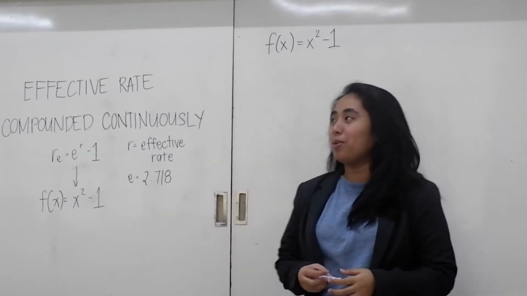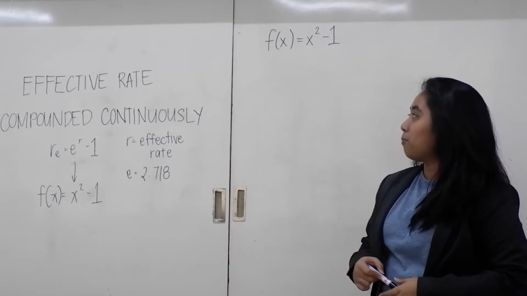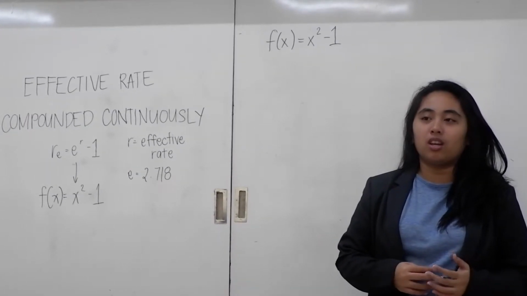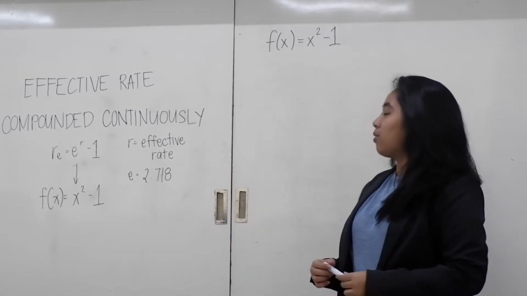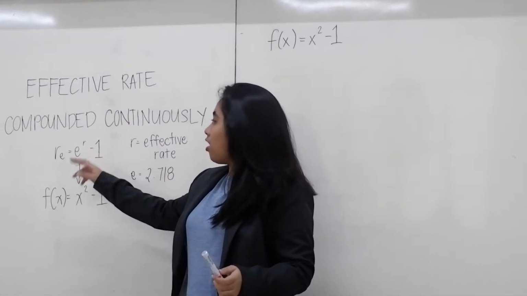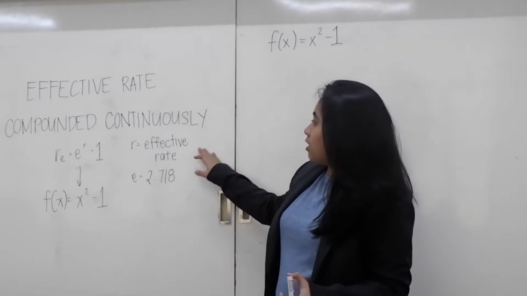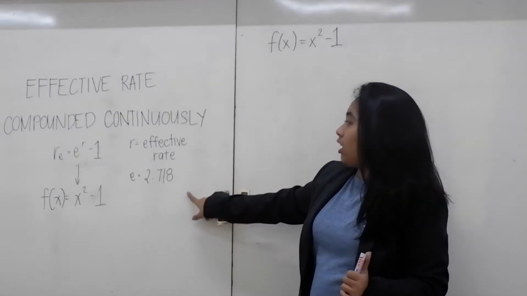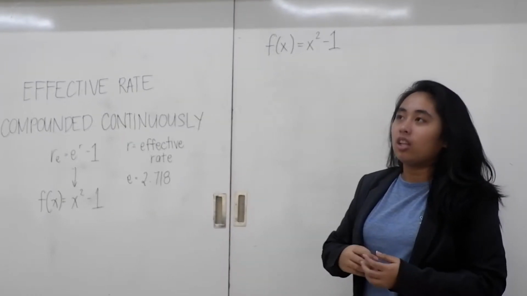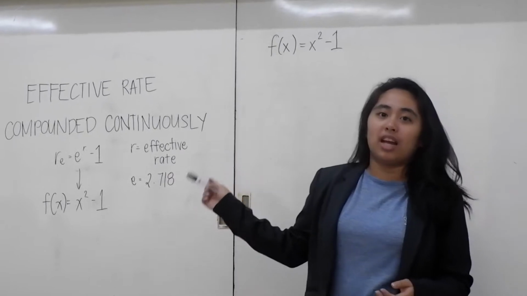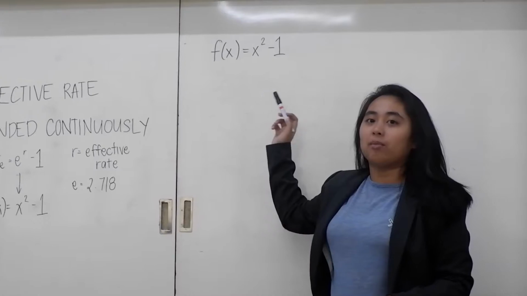Today, I will be talking about the effective rate compounded continuously. Effective rate compounded continuously is used to compute the effective rate of your loan compounded continuously. So the formula for that is R sub E equals e raised to R minus 1, where R sub E means the effective rate and e equals 2.718. The function that can be derived from this is a quadratic function. So the new function now is f of x equals x squared minus 1.